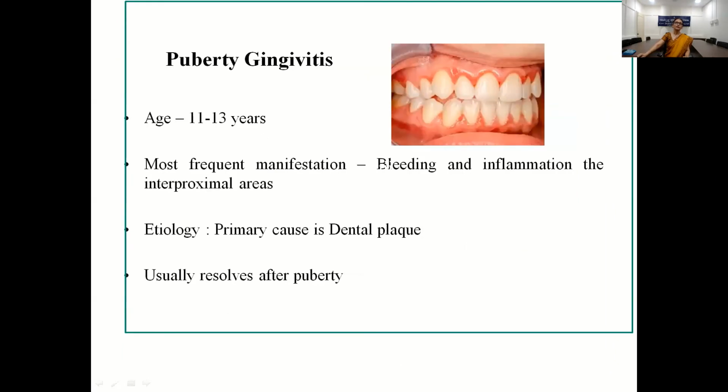Now, puberty gingivitis is common in childhood, usually affecting the age of 11 to 13 years. Bleeding and inflammation in the interproximal area is the most frequent manifestation. The primary cause is dental plaque, and it usually resolves after puberty.